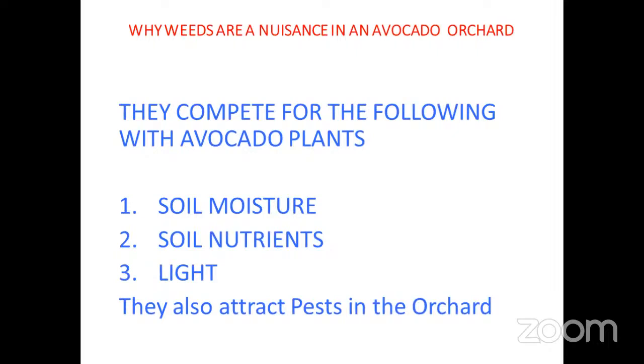Why are weeds a nuisance in an avocado orchard? They compete for soil moisture, they compete for nutrients and light. They also attract pests. So we must ensure that weeds are removed and removed very quickly. We are not encouraging use of these chemicals because it impacts the biodiversity and regenerative agriculture, which we must encourage.